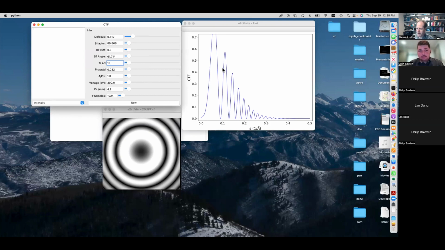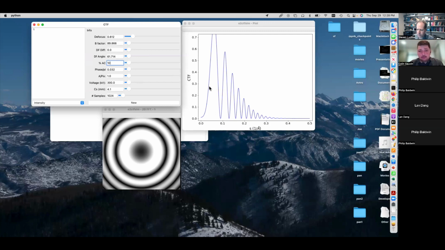And so you'd like to filter the image such that you preserve the information in proportion to the signal to noise ratio. You want to keep this information very strongly. You want to completely filter out this, and you want to somewhat filter out the stuff in between here.